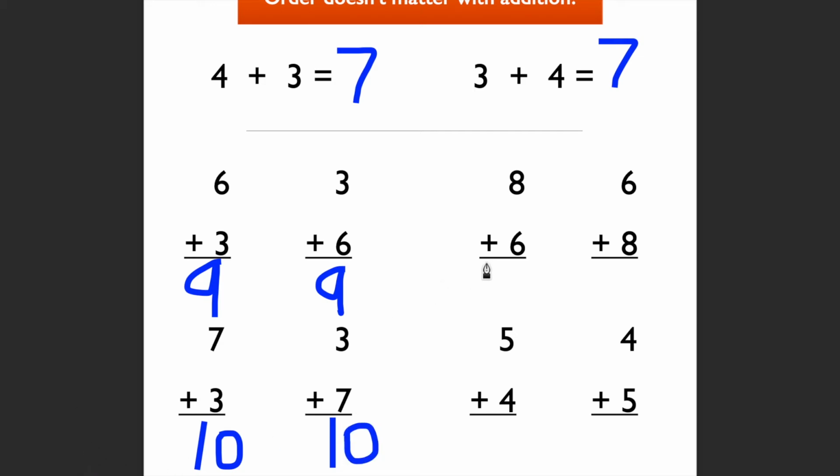Let's look at one more number up here. Let's say 8 plus 6. What's 8 plus 6? Well, that's 14. 8 plus 6 is 14. And if we look at it the other way, 6 plus 8 is also, again, going to be 14. So that's the answer to that one as well. See if you can figure out 5 plus 4 on your own and 4 plus 5. So it doesn't matter what the order is. You're going to get the same answer when it comes to addition.